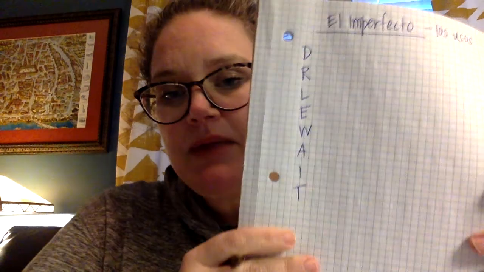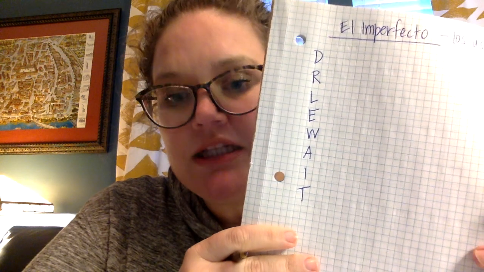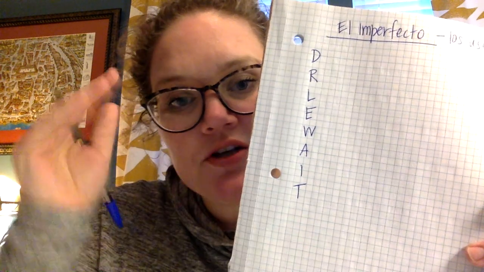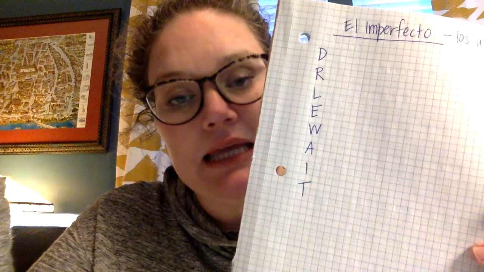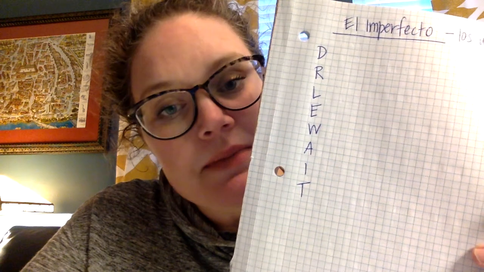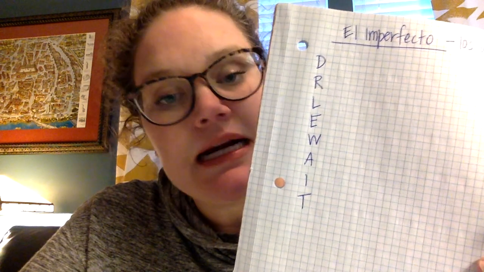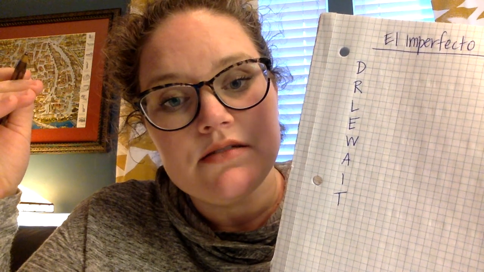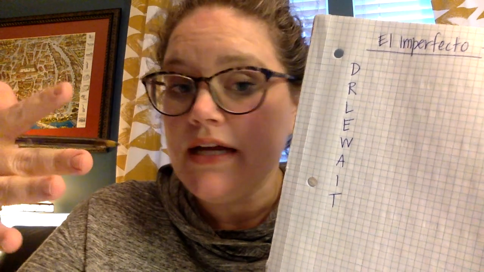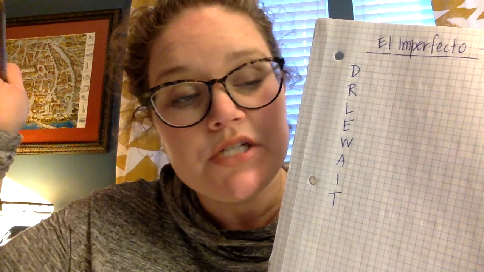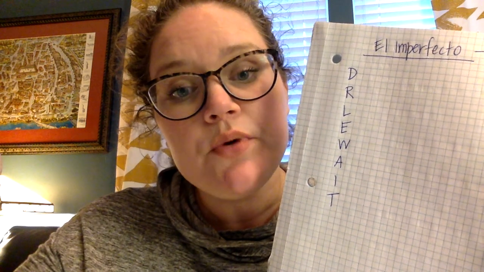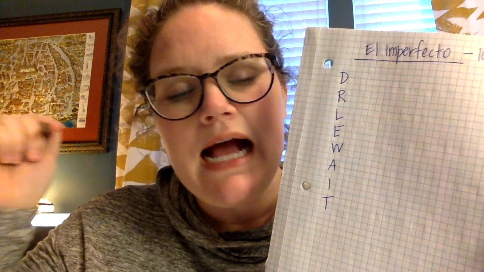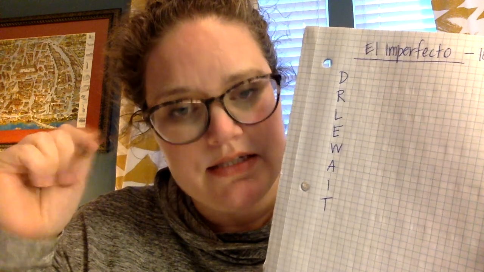So down the side of my paper, I've written out Dr. Lewait. So each of these letters represents a use of el imperfecto. Vamos a empezar con la D. La D representa descripción. Anytime I describe in the past, no importa si era ayer or hace 10 años, if it was yesterday or 10 years ago, no importa. If I'm describing in the past, I have to use the imperfect tense. So al lado de la D, next to the D, I'm going to write the word description.